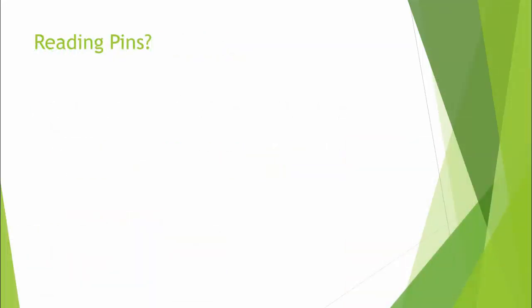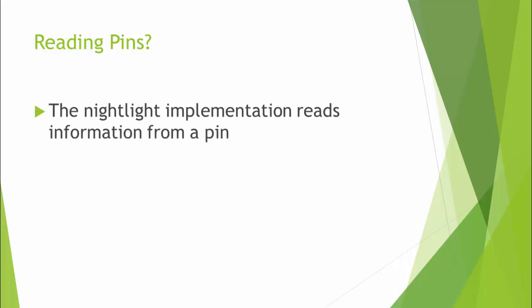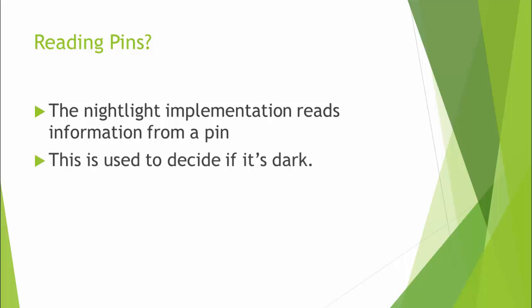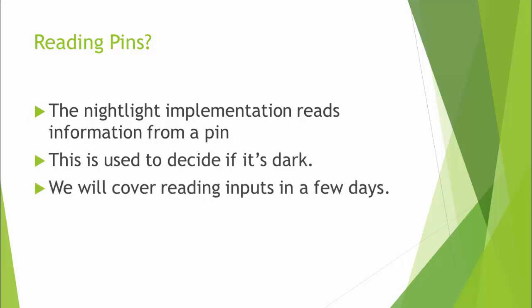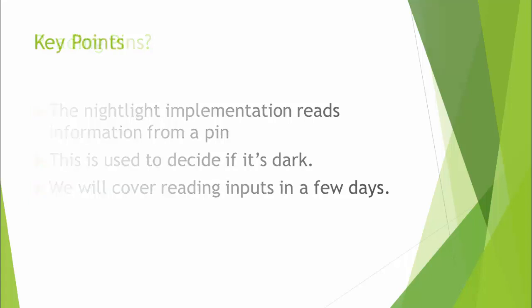Now, you might have been jolted a little bit about that because we haven't talked about reading values from a pin yet. That nightlight implementation reads the value from the pin to decide if it's dark. Well, we're not going to cover reading inputs from the pins for a couple of days yet, so I invite you to just sort of gloss over that portion of the code. I want you to more look at the while loop that's inside that code. And of course, the other fun thing about it is building the circuit itself.